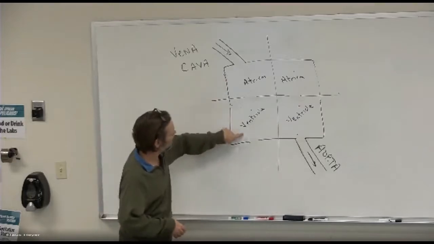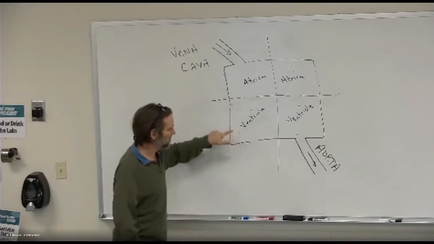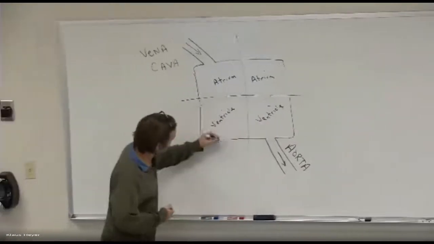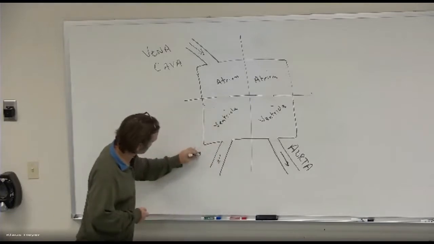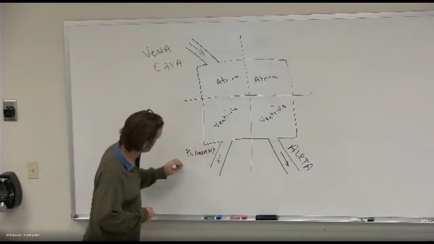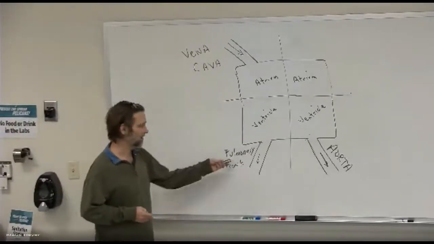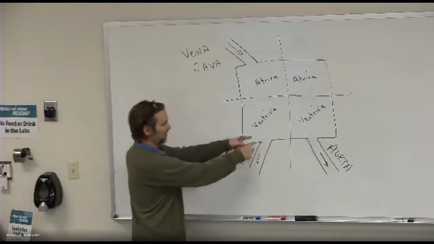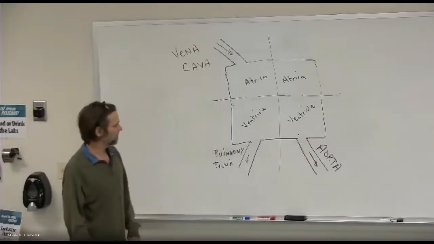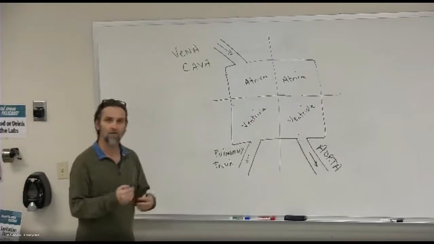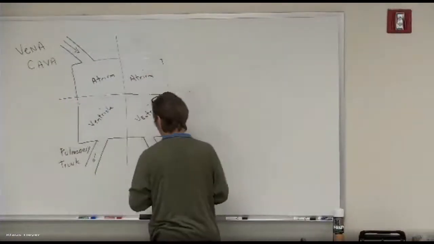Now back out, this blood is on the right side. Therefore it's deoxygenated. We've got to send this out to the lungs. So this vessel is called the pulmonary trunk. The pulmonary trunk is going to become pulmonary arteries. This vessel is going out to the lungs, and it's going to split and go to the left and to the right. The lungs are right next to the heart. It sends that deoxygenated blood to the lungs. Now we have to go back. So going back, there are pulmonary veins.